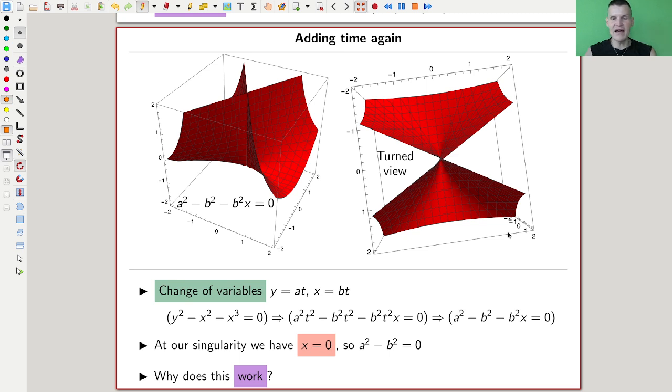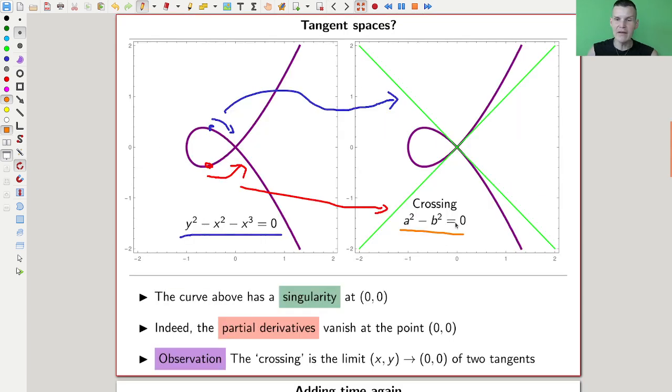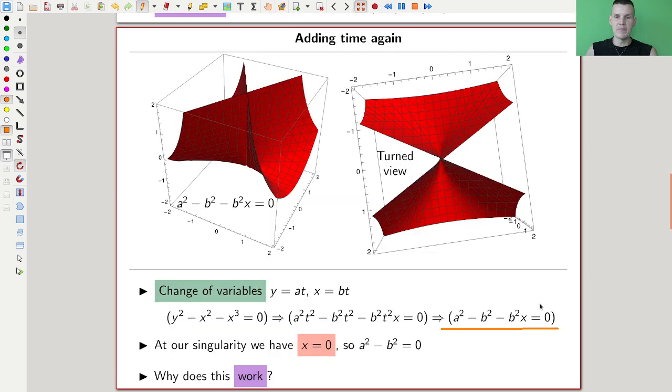Fine. So let's say we do a change of variables. So let's say you put in again a time component. So y is a times time, x is b times time. You just put that in and you get this new equation here. So a squared minus b squared, which is almost what we wanted. A squared minus b squared equals 0. And then there's a b squared and x. I just leave it as it is. But our singularity happens at x equals 0, so we actually get this a squared minus b squared equals 0. And why does it work?